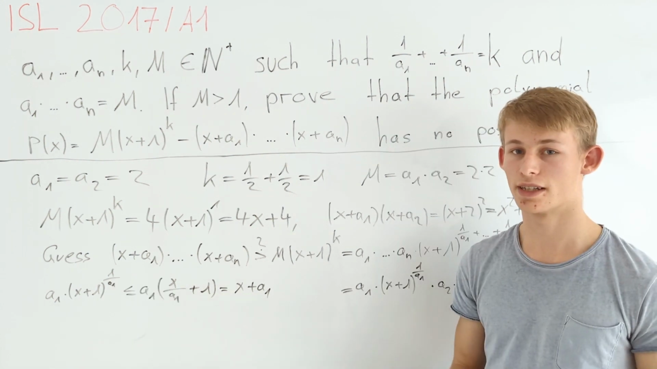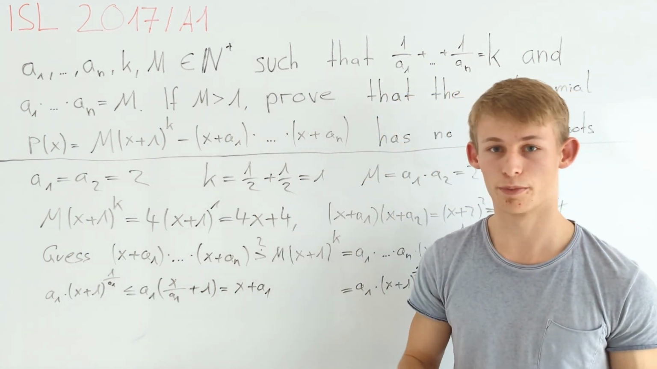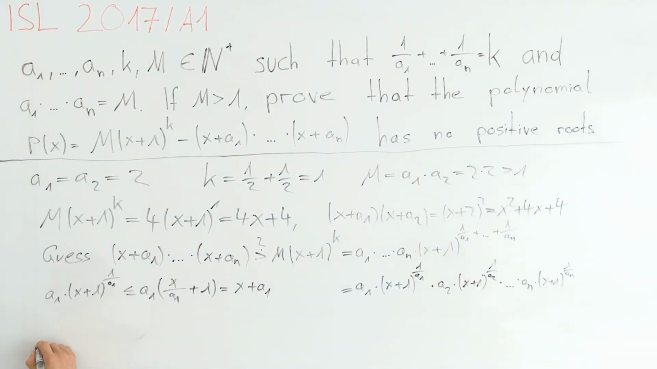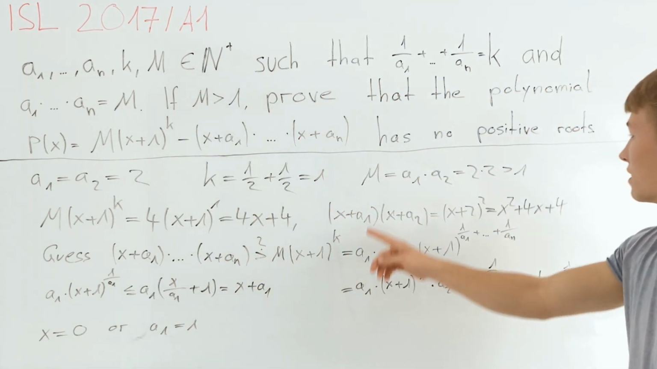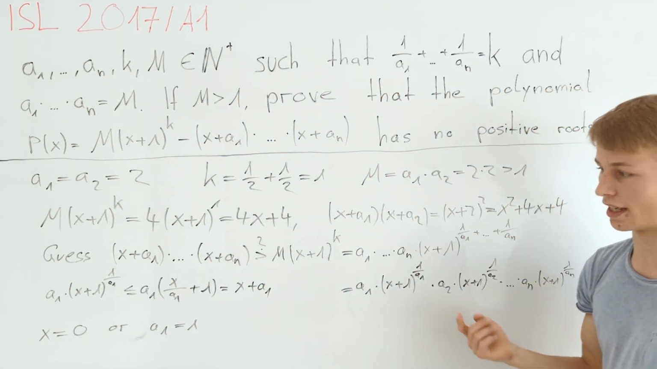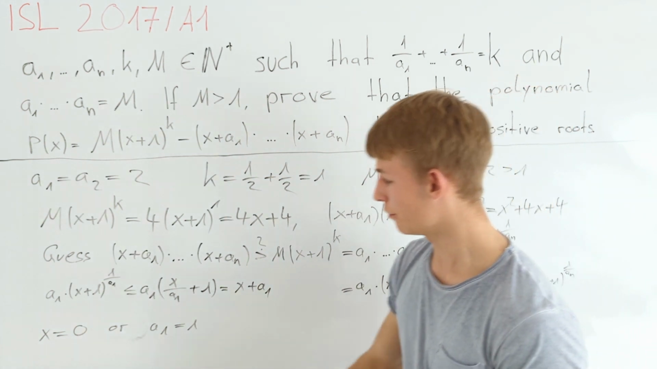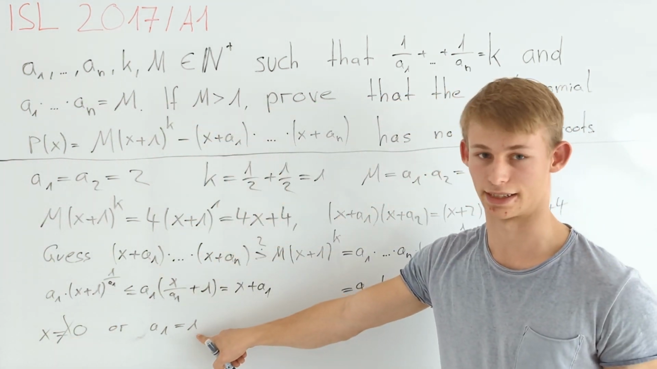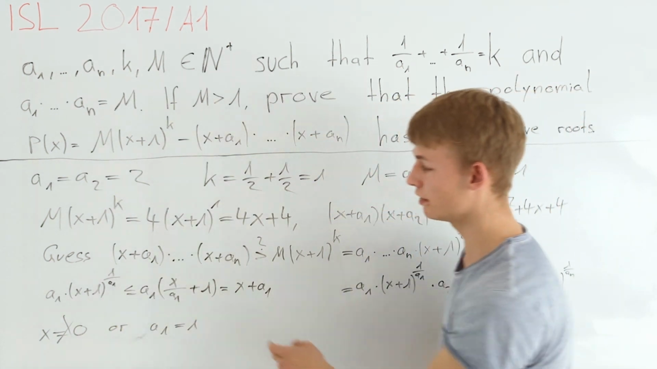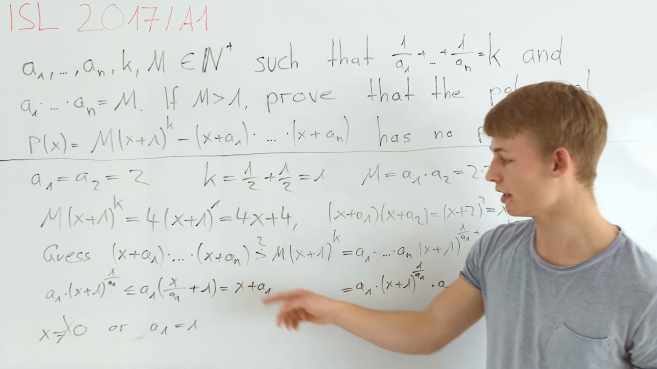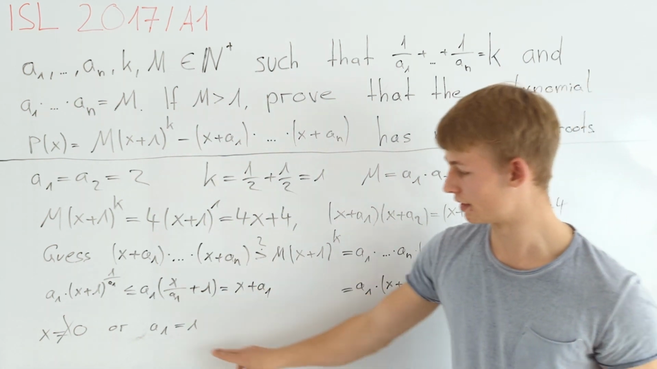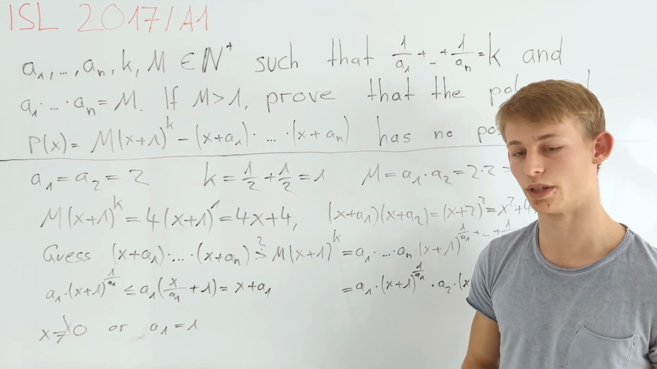So now let's have a look where we have equality. There are two opportunities. The first opportunity is that x is equal to 0, and the second opportunity is that 1 divided by a1 is equal to 1, which means that a1 is equal to 1. The first case is impossible since we only have to deal with positive roots and x equals 0 is not positive. Therefore, we only have to handle the second case. Since we multiply this inequality for all indices from 1 up to n, we only get equality here if this holds for every i between 1 and n.